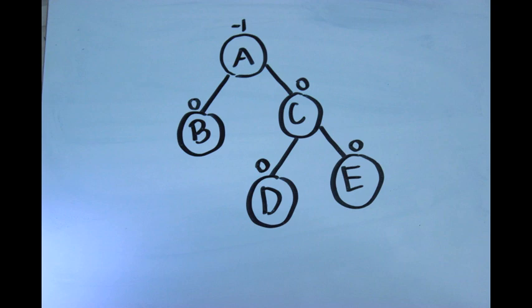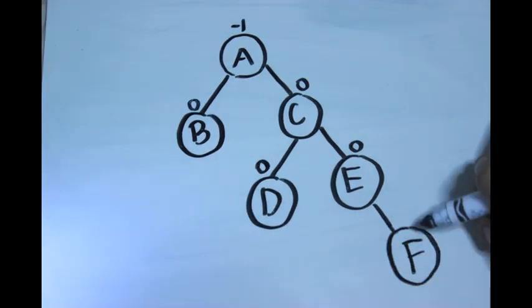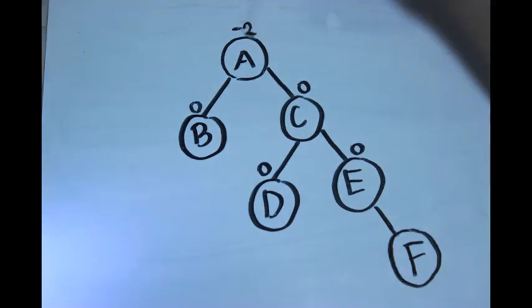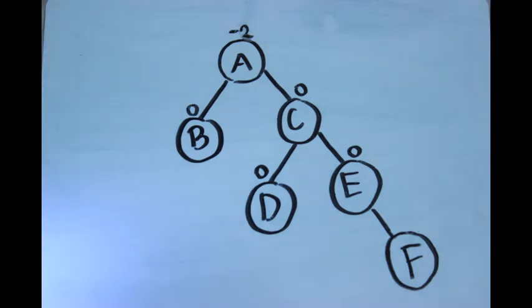Now let's try to insert this node. Let's check the balance factor again. Since the height of the right subtree of node A was increased by 1, we can say that A now has a balance factor of -2. This means that node A is now unbalanced. And to balance the node, we perform what we call rotation.